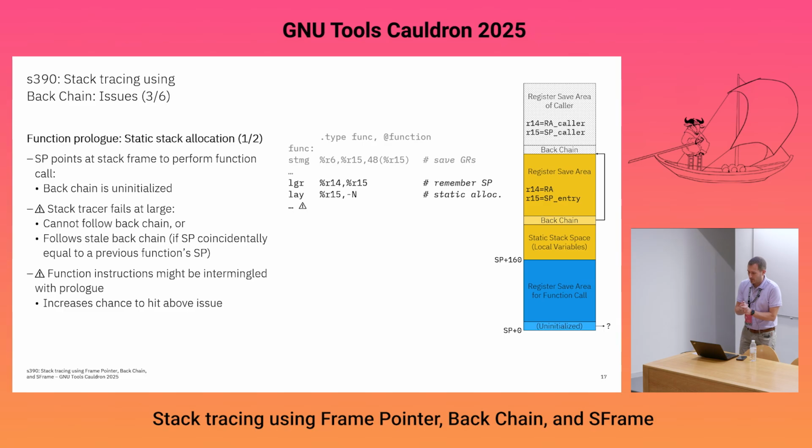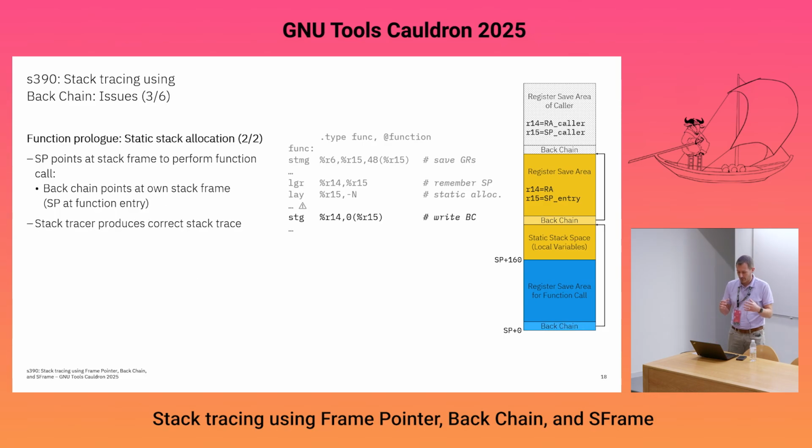But then it gets worse. During stack allocation, whether it's static or dynamic allocation, we allocate the static stack space plus a register save area for calling a function, which now has an uninitialized backchain field. This means a stack tracer fails at large. Either it cannot follow the backchain at all, or it follows a stale backchain. And since function instructions can be intermingled with the prolog, this increases the chance for a stack tracer to hit this issue.